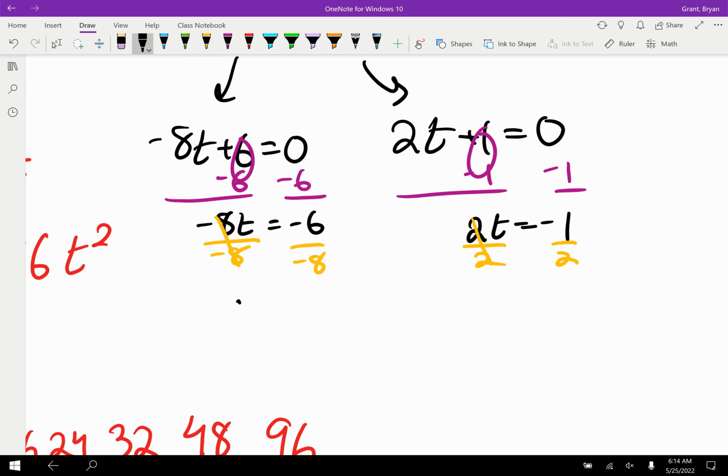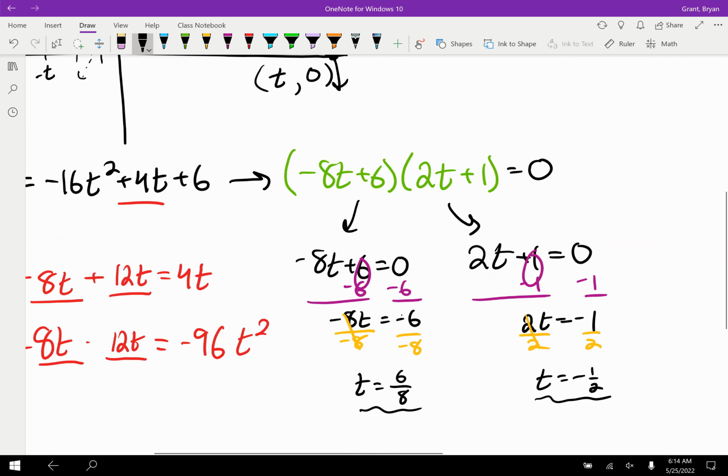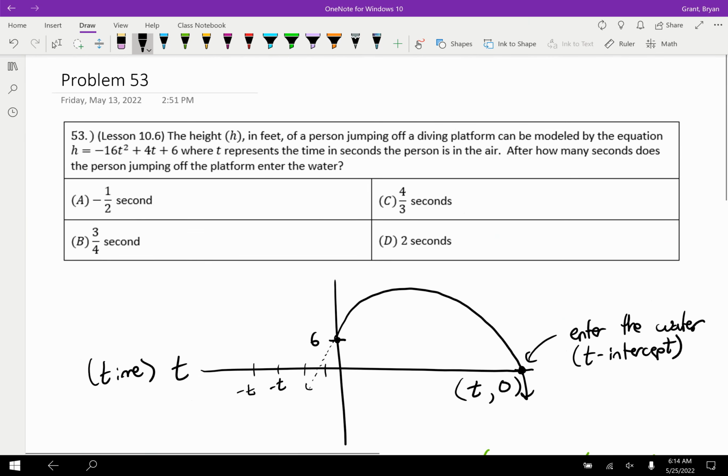On both of these, I don't think the denominator goes nicely into the numerator, but a negative divided by a negative, I'm pretty sure that's a positive 6/8. And over here, negative 1/2. So I have two answers, 6/8 and negative 1/2. If we look up above, negative 1/2 is here, but I don't think that makes sense.